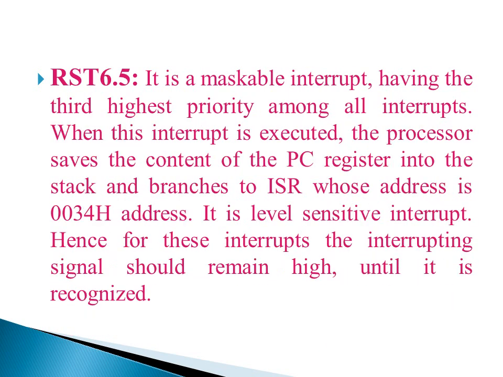Next hardware interrupt is RST 6.5. RST 6.5 is a maskable interrupt. Again, it can be disabled by the microprocessor. RST 6.5 is the third highest priority interrupt among all interrupts. When this interrupt is executed, the processor saves the content of the program counter register into the stack and branches to the interrupt service routine. The starting address of the interrupt service routine is 0034H. RST 6.5 is a level triggered interrupt. For this interrupt, the interrupting signal should remain high until it is recognized.